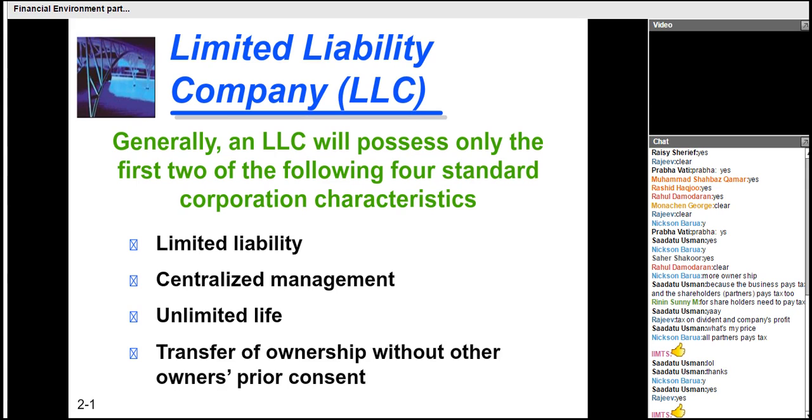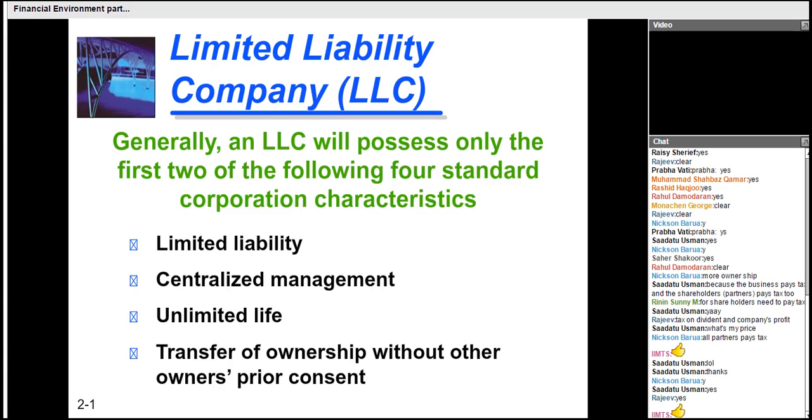Generally, an LLC will possess only the first two of the following four standard corporation characteristics. The first two are limited liability and centralized management. Centralized management is a quality of the corporate world, and limited liability is also a feature of the corporate world.